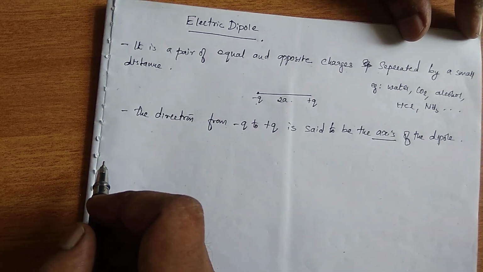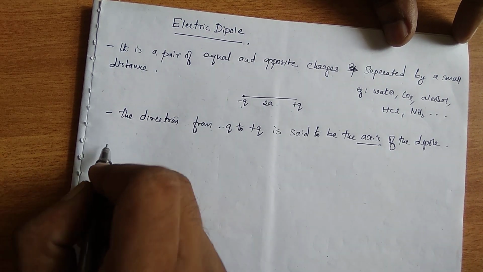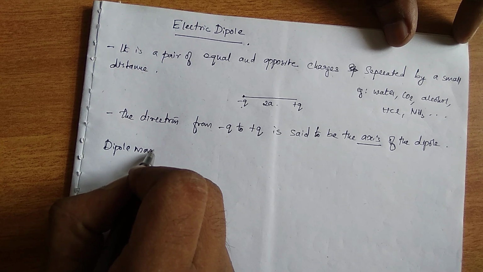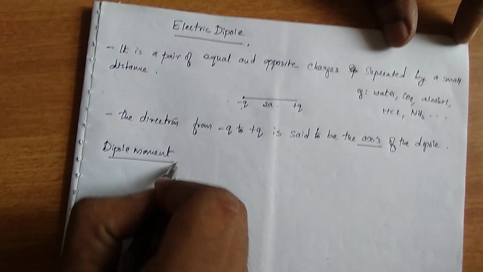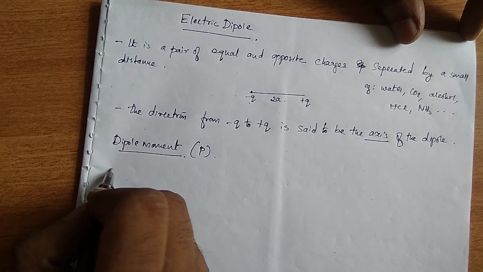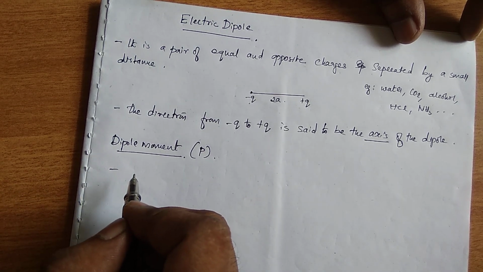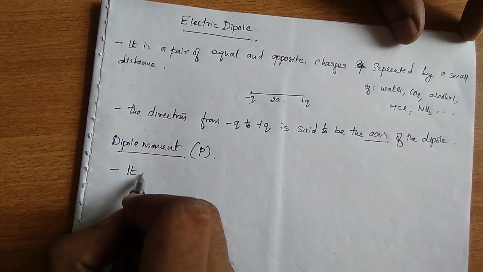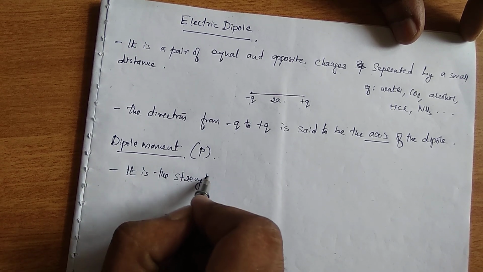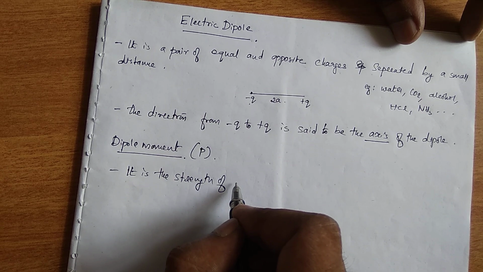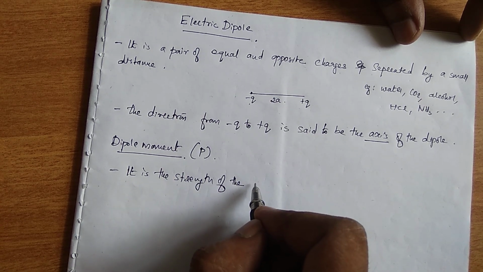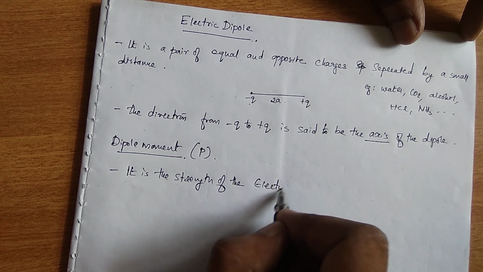Next subheading, dipole moment. Dipole moment is denoted by capital P. Okay, it is the strength of the electric dipole.